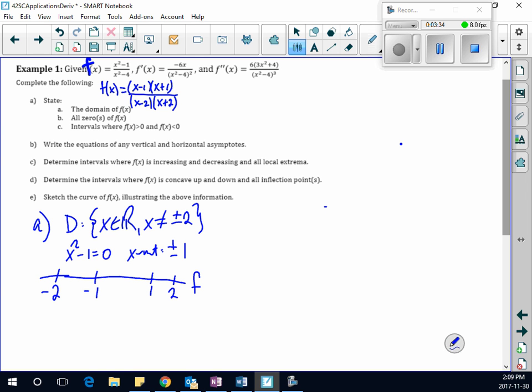Negative, negative, negative, negative. So it's going to be positive. Between that, say at -1.5: negative, negative, negative, positive, so negative. Then let's use 0 there: negative, positive, negative, positive, so that's positive. Between those, 1.5: positive, positive, so negative. And then 3: positive. So how are you going to write this now?